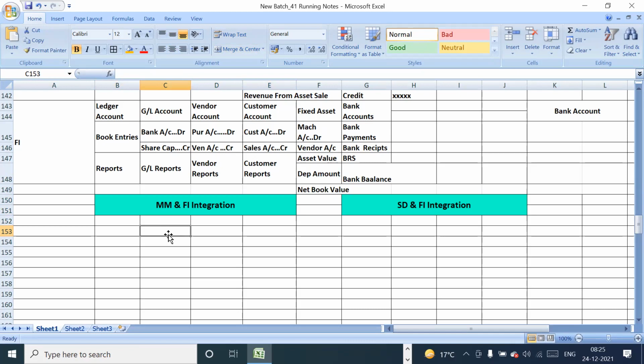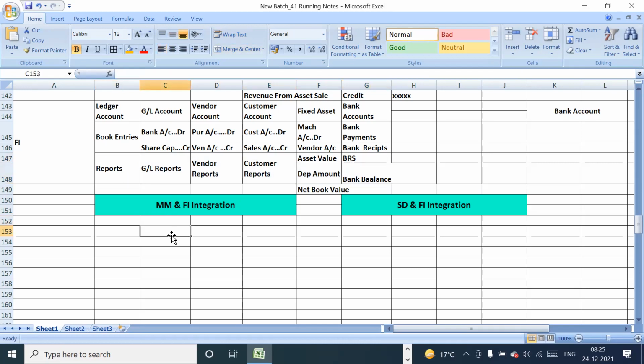Then only they are able to see, for the particular material, what is the quantity, what is the value, how much we consumed this month, how much we purchased this month, what is my closing stock, what is my opening stock. Like how we see our bank balance, what is my opening bank balance for this month, how many payments there are, how many receipts, what is my closing balance. So like that, we see our reports, right? Bank reports or asset reports or GL report, vendor report.